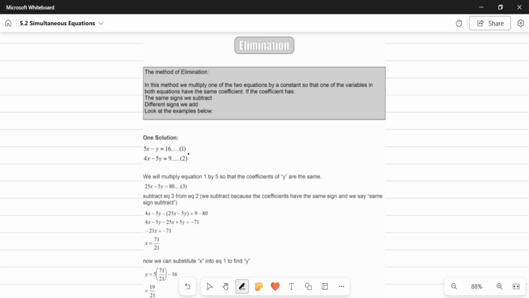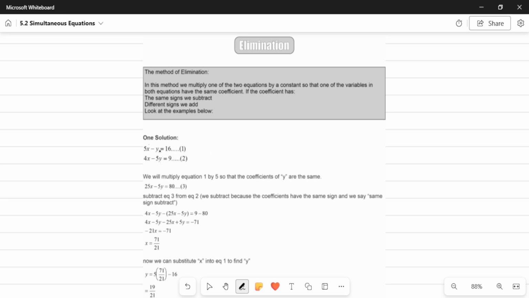Right, in this approach, we multiply one of the two equations by a constant so that one of the variables, so either x or the y, in both of the equations has the same coefficient. Now, sometimes you may need to multiply both the equations by a constant so that you can get one of the variables having the same coefficient in both of the equations. But in most cases, you just need to multiply one.